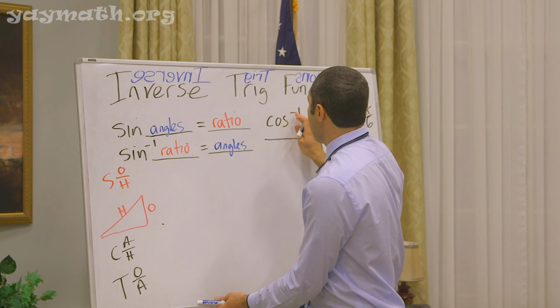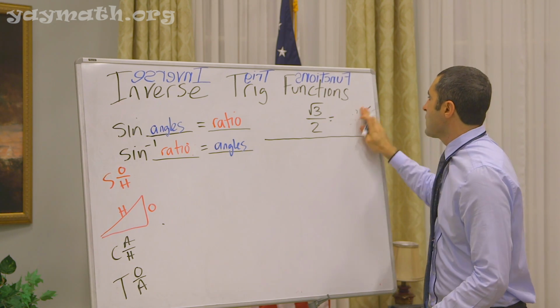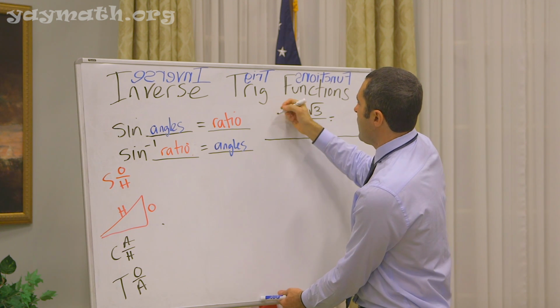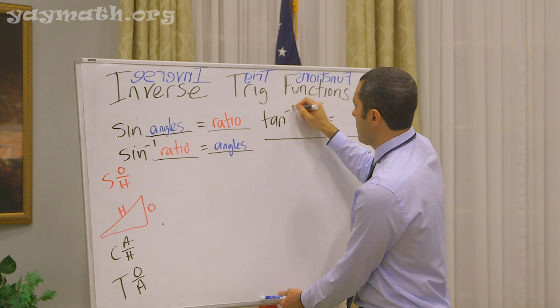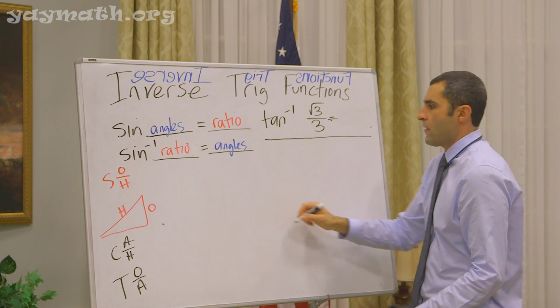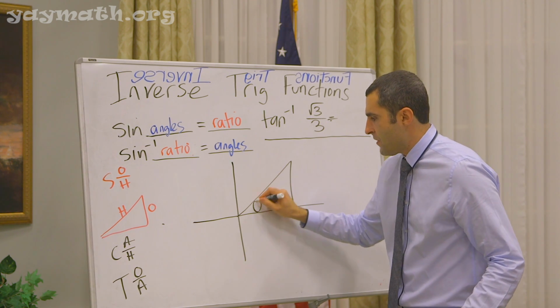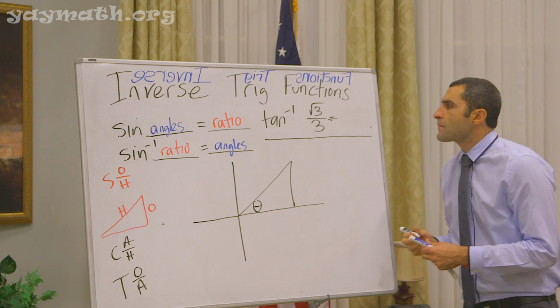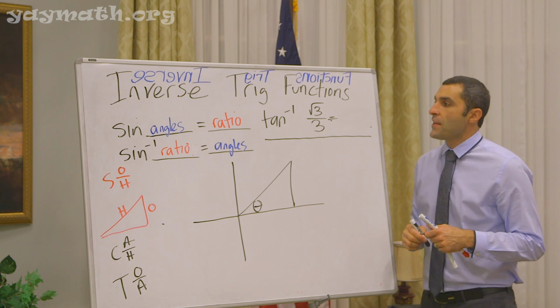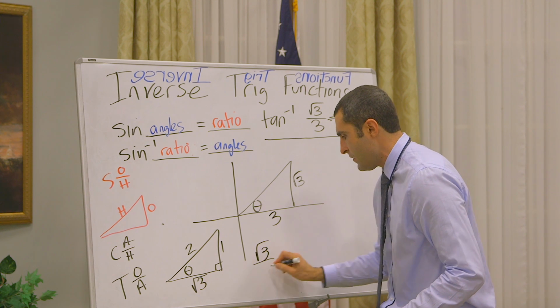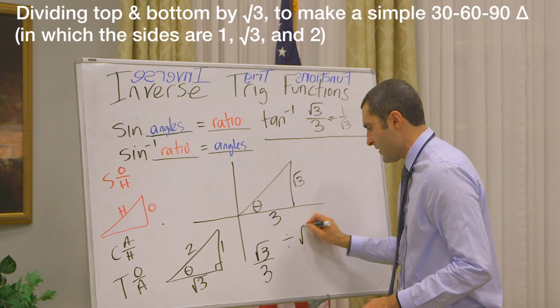Okay, let's go: inverse tangent of root 3 over 3. All right. Now, let's go here. Here's the angle we don't know. Opposite over adjacent. Yes. So now I'll do it this way. Root 3 over 3. Divide everything by root 3. Now let's see what happens.